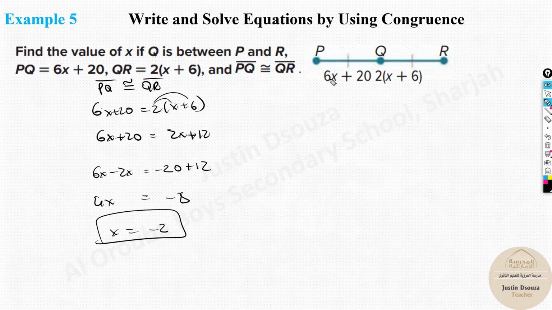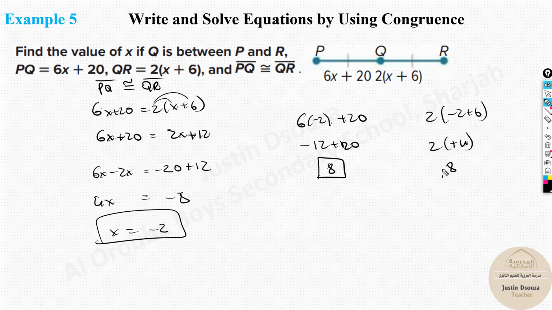So now let's substitute back in the equations and solve. Over here it was just to find the value of x, so it's done, nothing else. If you want, you can solve this. 6 times minus 2 plus 20, you will get minus 12 plus 20, that is positive 8 units. And over here you can do this again. 2 times minus 2 plus 6, that will be 2 times plus 4, it will be 8. So no matter what, both must be equal, and they are equal. So Q is exactly the midpoint between P and R.